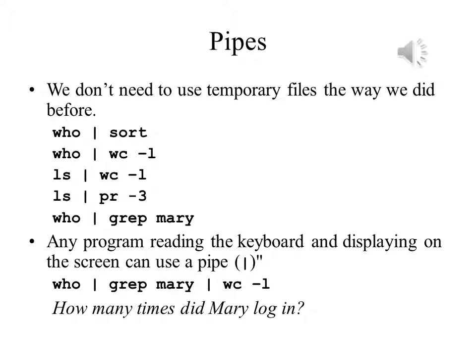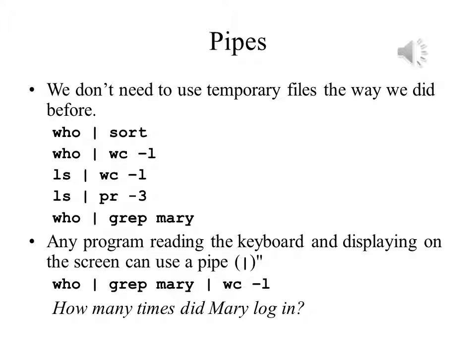vertical line, grep Mary. What this does is it takes whatever standard output I have from the first program, and then it becomes standard input for the second program. Any program reading the keyboard and displaying on the screen can use a pipe, just as I did here.